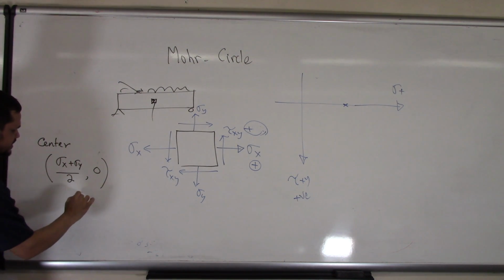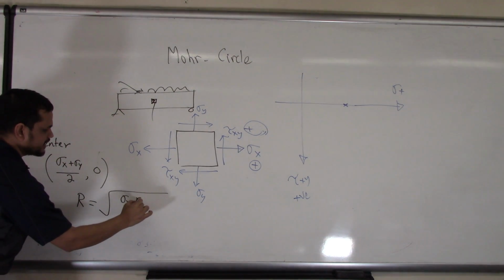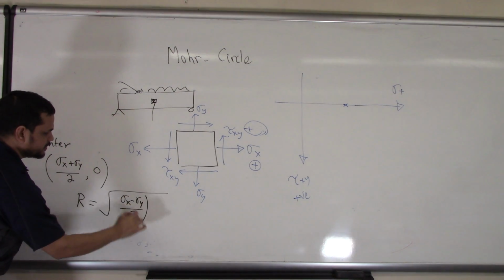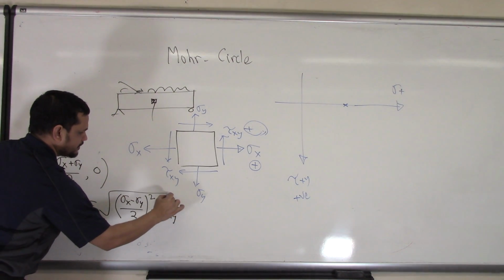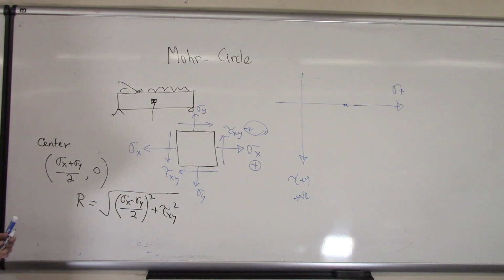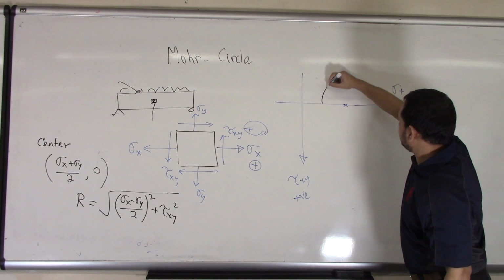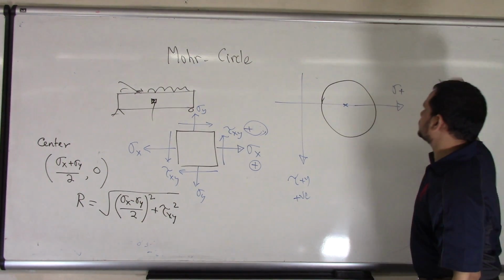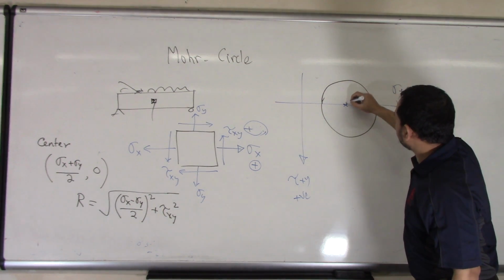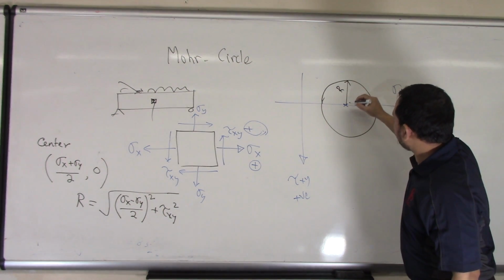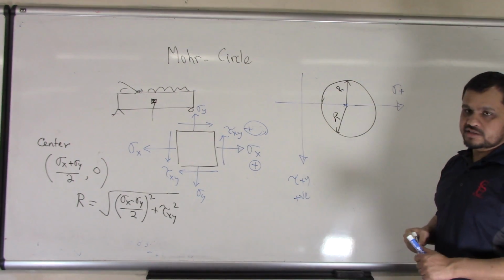How to find the radius? Which is r. R will be the square root of ((sigma x minus sigma y) divided by 2) squared, plus shear stress squared. So this value will be our radius. Say our radius is some value. So draw a circle. It's not a good circle, but it's okay. So this will be our radius here.